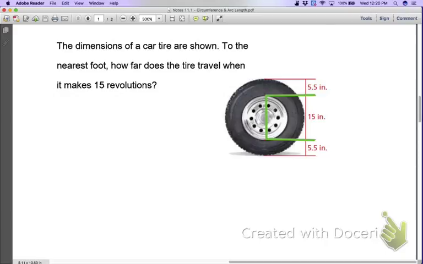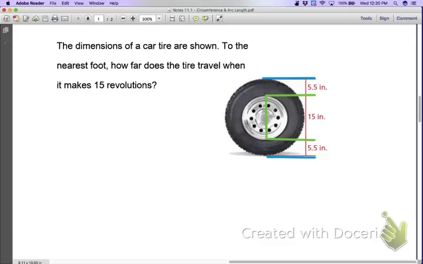The sidewall of your tire, and they call that the sidewall because it's like a wall and it's on the side of the tire. The top of it is called the tread. As you drive, the tread gets thinner, so actually the circumference of your tire will get smaller as you drive it, believe it or not. So we want to know how far it travels when making 15 revolutions? Well, let's just figure one revolution first, to the nearest foot.